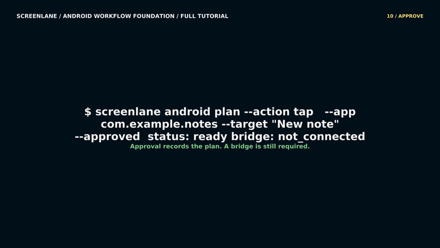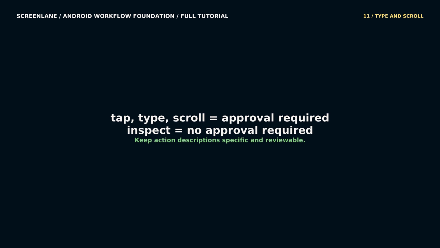You can list the audit trail with ScreenLane Android receipts. The newest entries appear first, up to a local limit. You should see the pending tap, the approved tap, the blocked sensitive request, and your inspection request. Each file is stored in the local Android receipts directory under the ScreenLane home. Receipts are not a remote telemetry feed, and no cloud credential is needed to create them. Treat them as local workflow evidence.